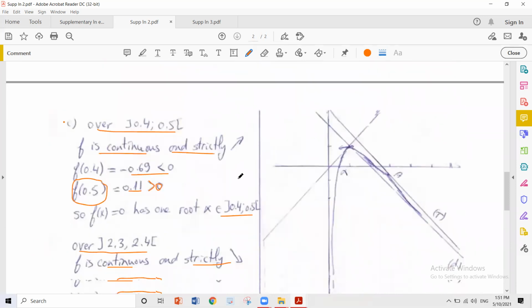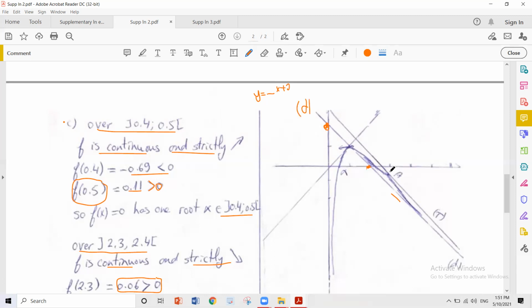Now draw the tangent and the curve. The line D has equation y equals minus x plus 2. If x is 0, y is 2. If x is 2, y is 0. You join these 2 points together, you get the line D.